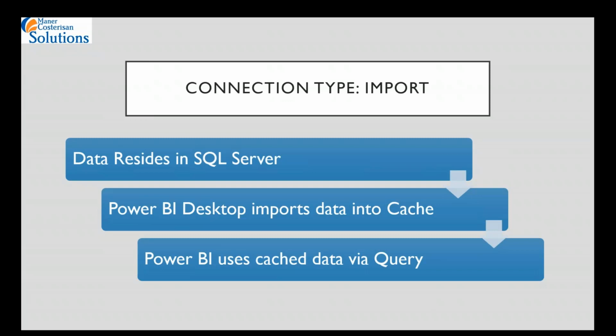And it compresses it a lot. So you can get a lot of data in there. And at that point, it resides in the file itself. And then Power BI just uses and queries the data that's in that cache.